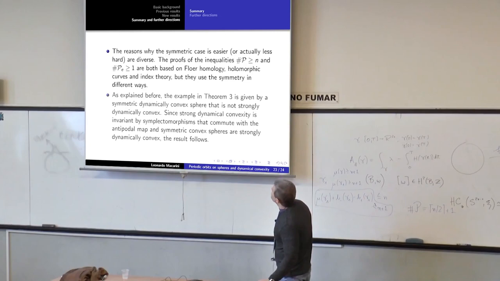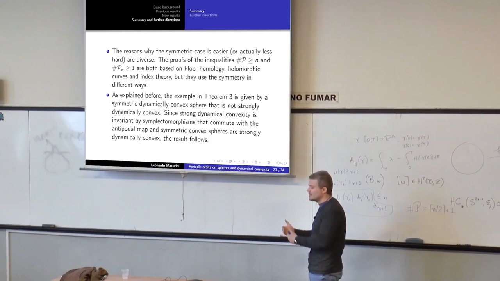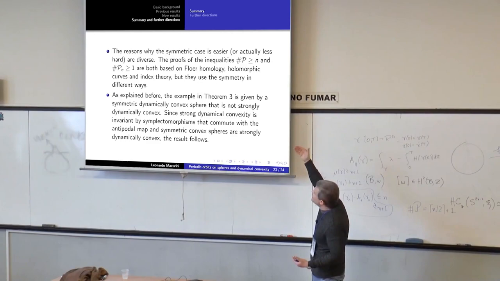And as explained before, for the example of a dynamically convex sphere that is not equivalent to a convex one, the point is to construct a symmetric dynamically convex sphere that is not strongly dynamically convex. That's the point.